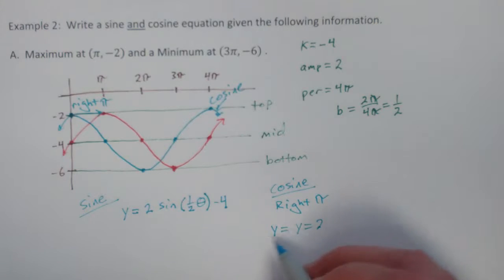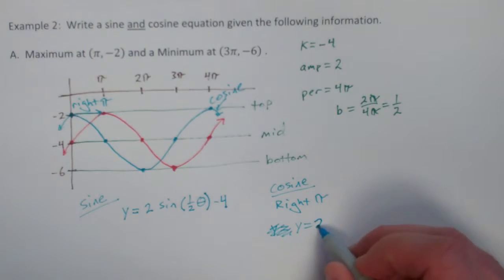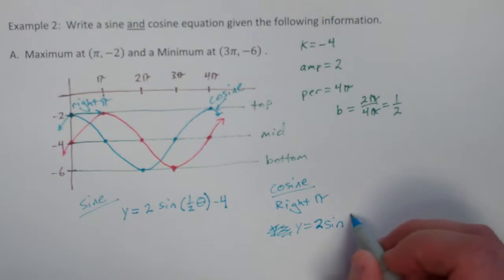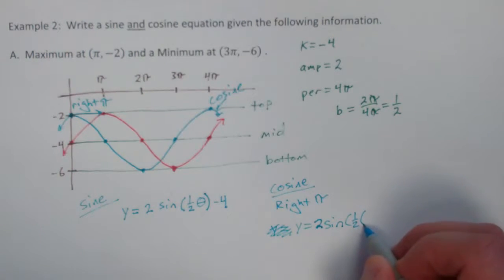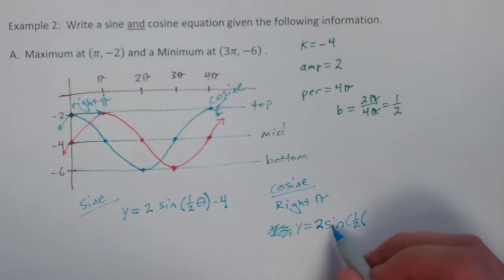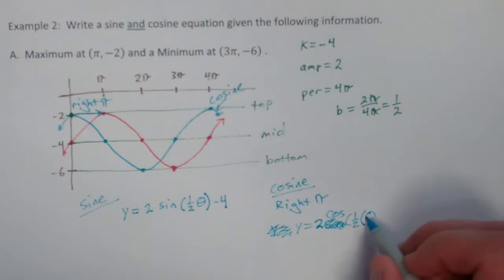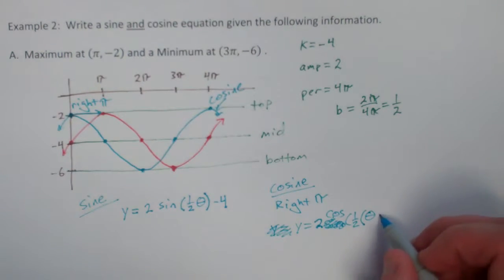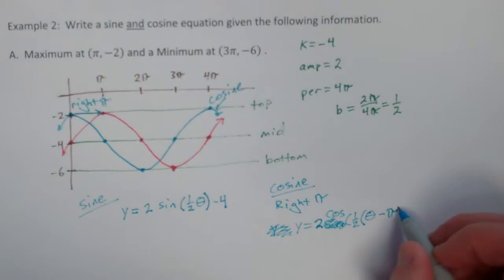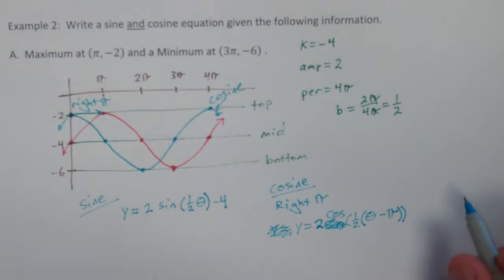So we'll write, oops, wrote y twice. y is equal to 2 times the cosine of 1/2. And I'm going to use an extra set of parentheses here. This should be a cosine. And then you've got a theta. Right by pi is going to be minus pi on the inside. Close up all the parentheses. And then we put our minus 4.